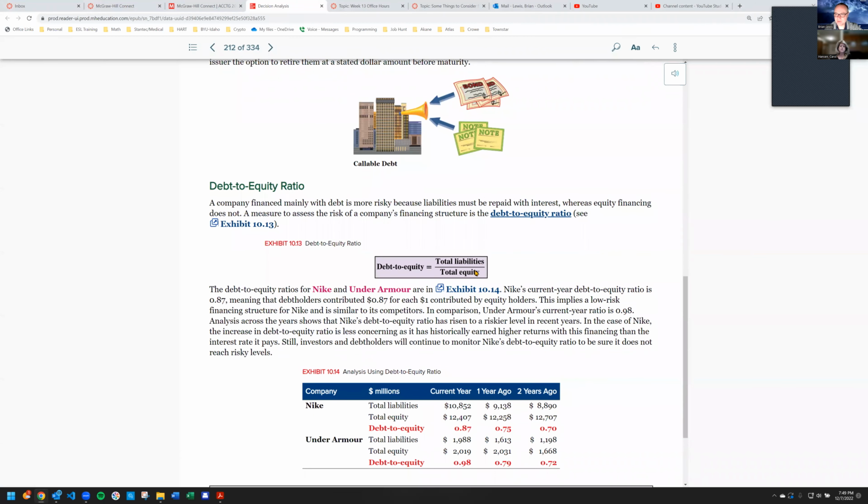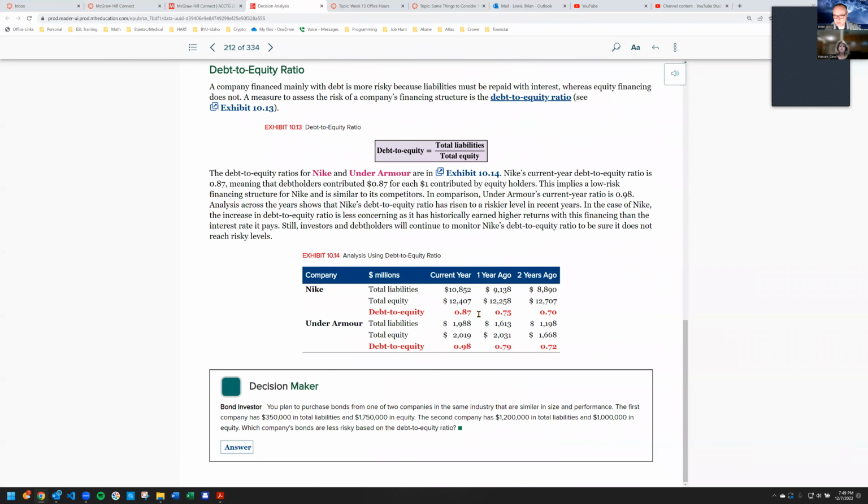Debt to equity, that's pretty straightforward. Just what it says, debt divided by equity. I think that should be pretty easy to calculate.